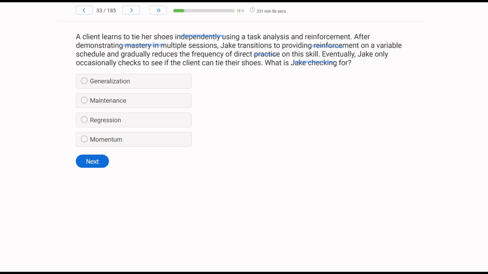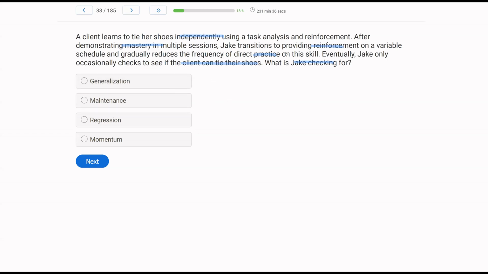So Jake is essentially fading out this intervention because the client learned to tie their shoes, mastered it, and now Jake is fading it out. So Jake is to the point where he's now only occasionally checking to see if the client can tie their shoes. Well, what is Jake checking for? A, generalization. Now be careful, right? Because Jake is really checking for maintenance.